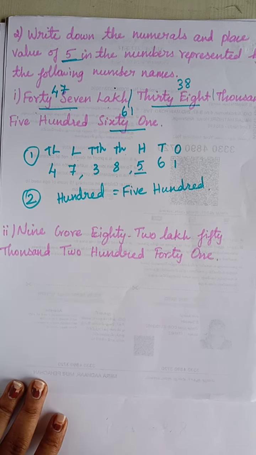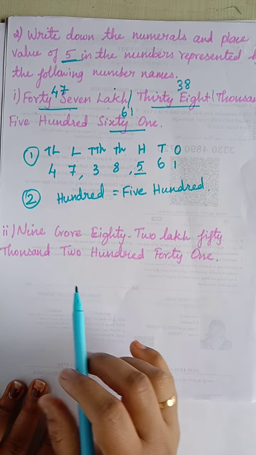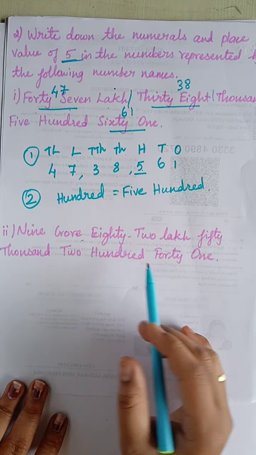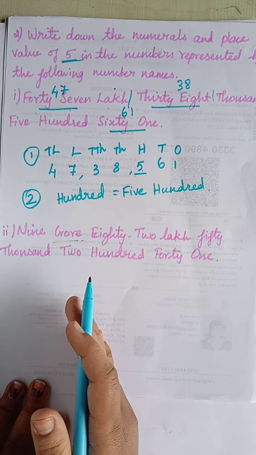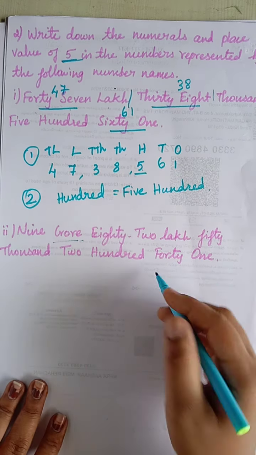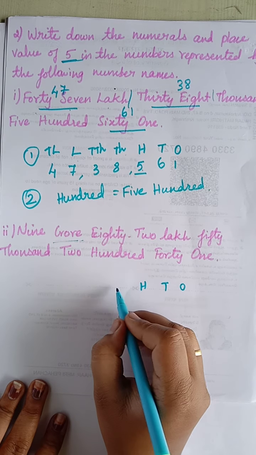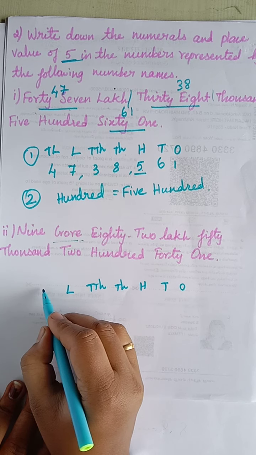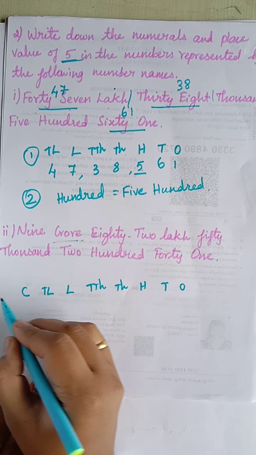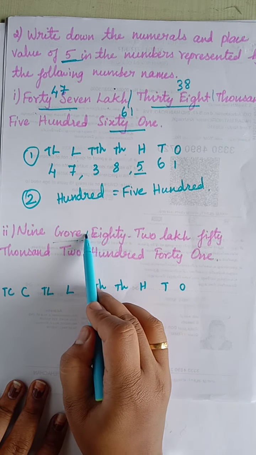Next, the next question. The same thing we are going to see here. Now see, till crore they have given. So this is the biggest value. So till crore means you have to write the place value till crore. So here ones, tens, hundreds, thousand, 10,000, lakh, 10 lakh, crore, 10 crore. Okay, we have written.